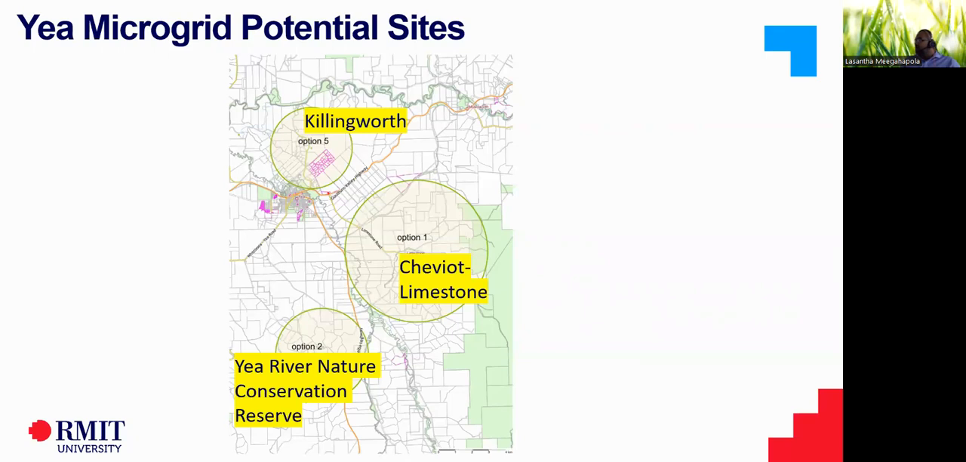We have identified Killingworth, Chevalier Limestone, that is one of the SWER lines, as well as Yarra River Natural Conservation Reserve. But these 3 sites should be properly analyzed before making any decision, if in future you're planning to have a microgrid.